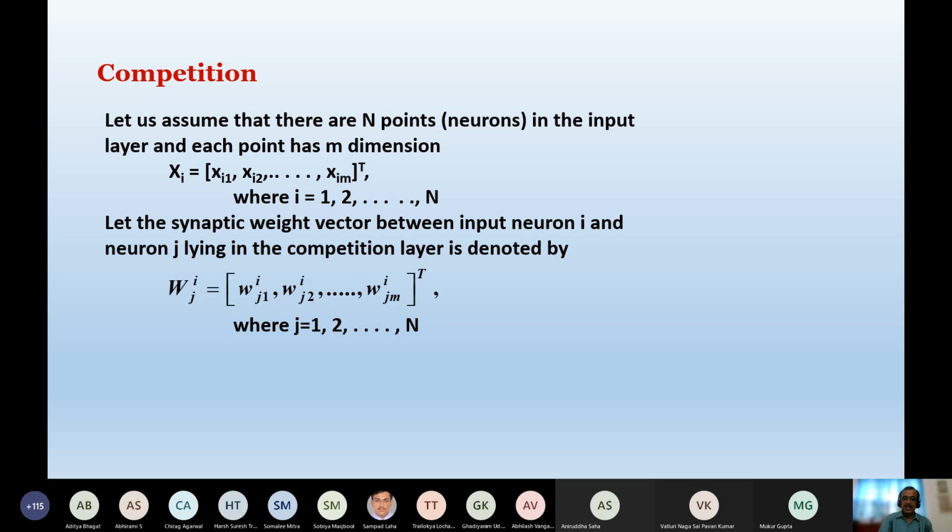Initially you assume that there are no neurons lying on the competition layer. So this wji will have m dimensions, that is wj1i, wj2i, and the last is wjmi, transpose. And j varies from 1 up to capital N. So we have assumed that corresponding to a particular point, we are generating capital N number of connecting weights using the random number generator. Now come back to the figure.